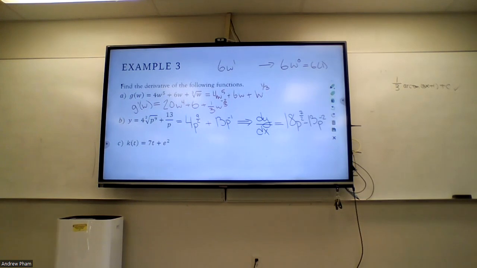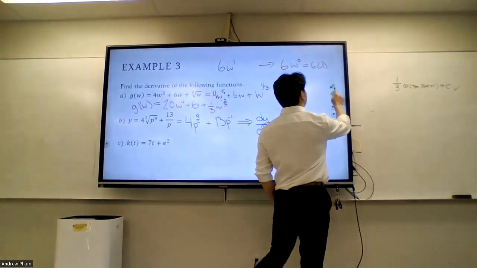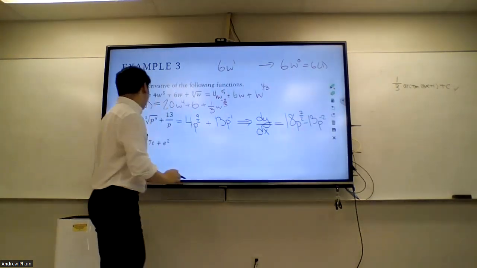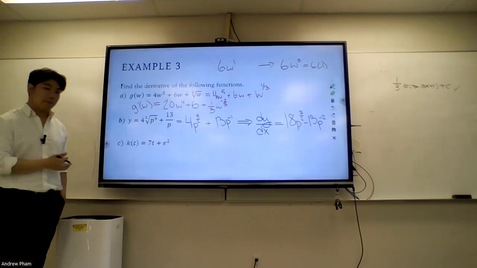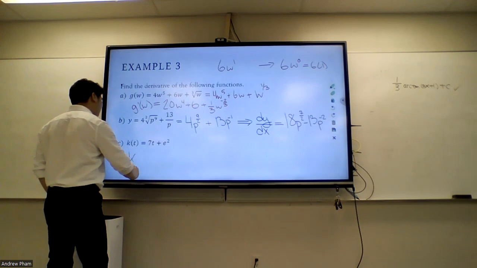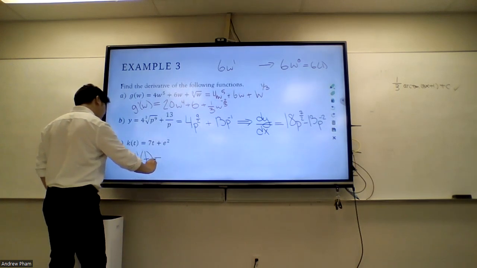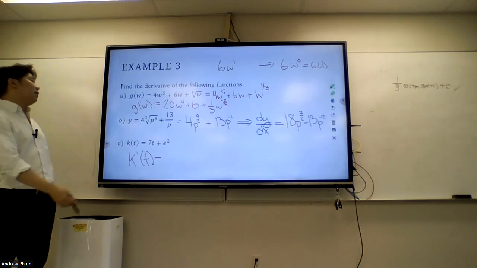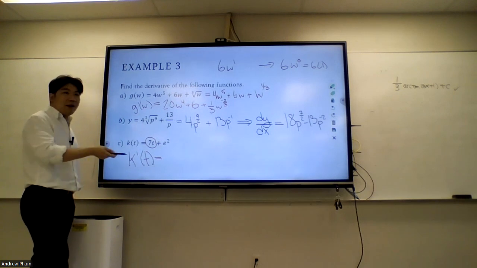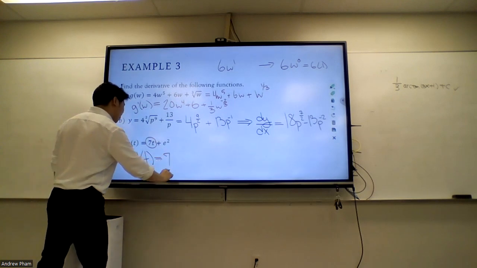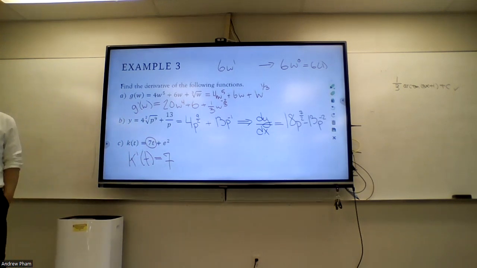What about C? Let me go ahead and change the color. Here I have K of T. It's a function of T where T is my variable. And I want the derivative K prime of T. Let's go down the line and see what happens. What's the derivative of 7t? Yeah, we have 7. The power is 1. Bring down the 1. Reduce the power by 1. We get 7. Okay? What about the derivative of e squared?